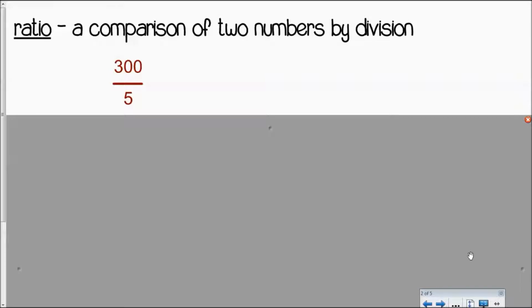From previous years, you should have learned that a ratio is a comparison of two numbers by division. 300 compared to 5. You may have seen it where it was like 300:5 or 300:5. Get in the practice of writing it as a fraction because that's going to make it where we can convert them, which is the task at hand for today.